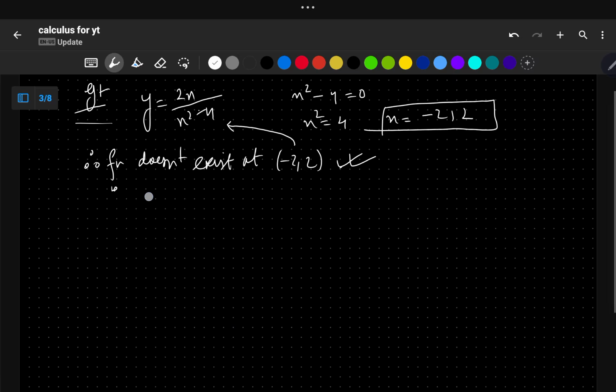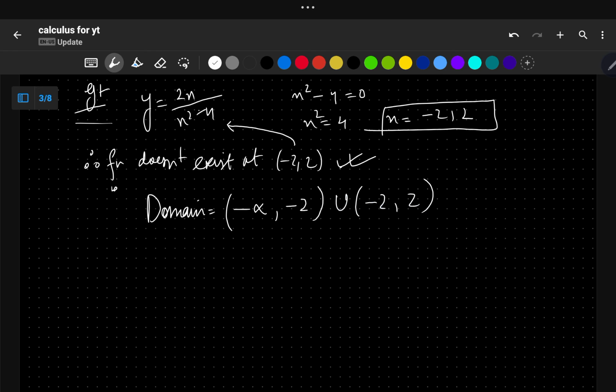So what will be the domain? What will be the possible inputs for x? The domain equals minus infinity to minus 2, union minus 2 to 2. And what will be the possible outcome? Range is the whole real numbers, right?